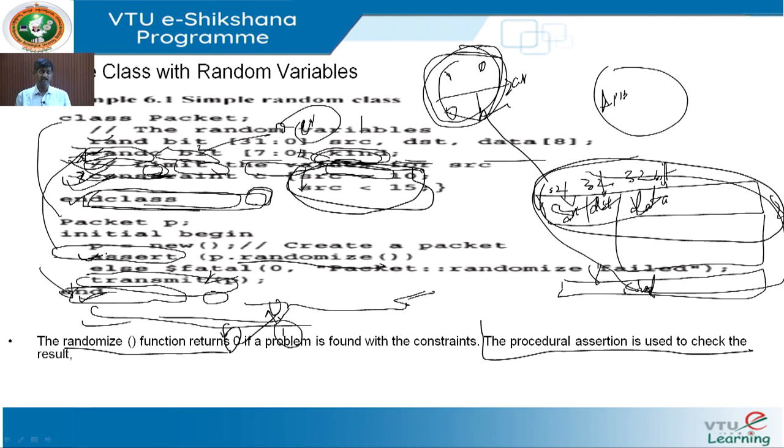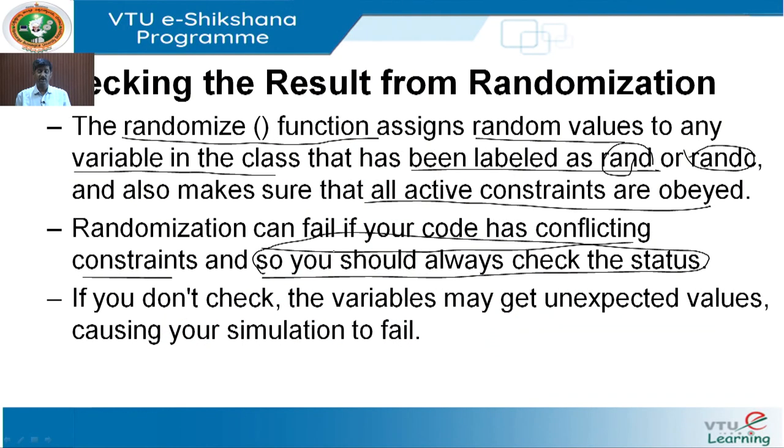I am just checking an assertion, because an assertion is a very good status checker. It checks not only the randomization failure, it also checks for a signal changeover, so we get more visibility. That's why I'm going with an assertion. If you don't check, the variable may get unexpected values, causing your simulation to fail. That is the result of a randomization.